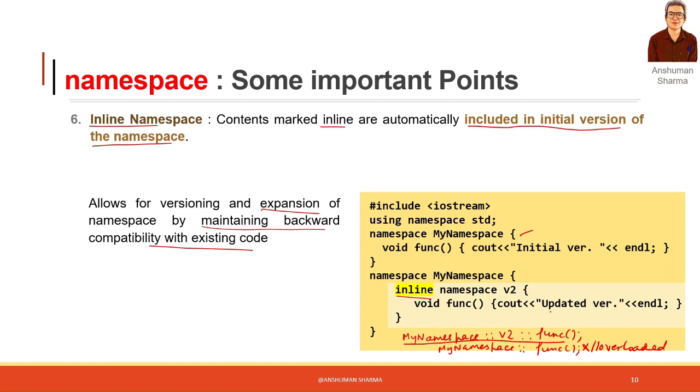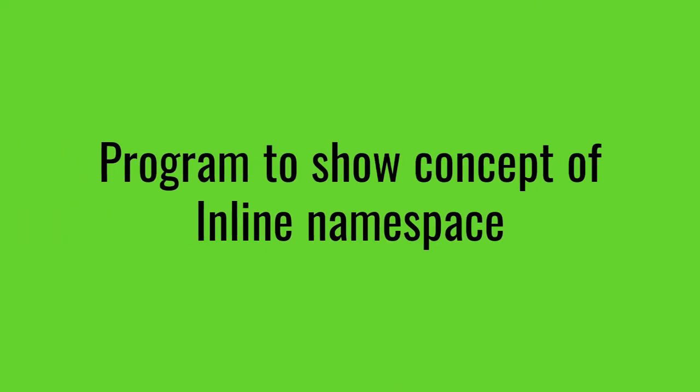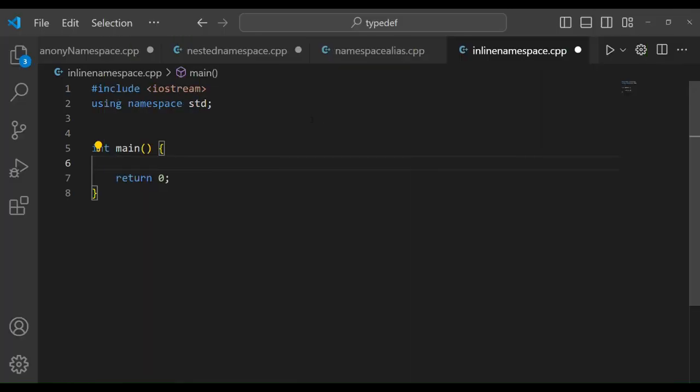So in that case you can include this particular namespace, and similarly you can add another inline namespace v1, and then you can control it with v1 colon, and then call that. So let me show you with the help of an example how it works. Let me show you the concept of inline namespace.